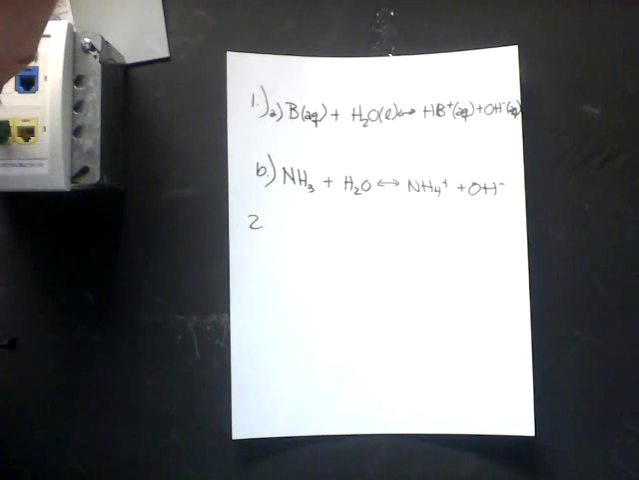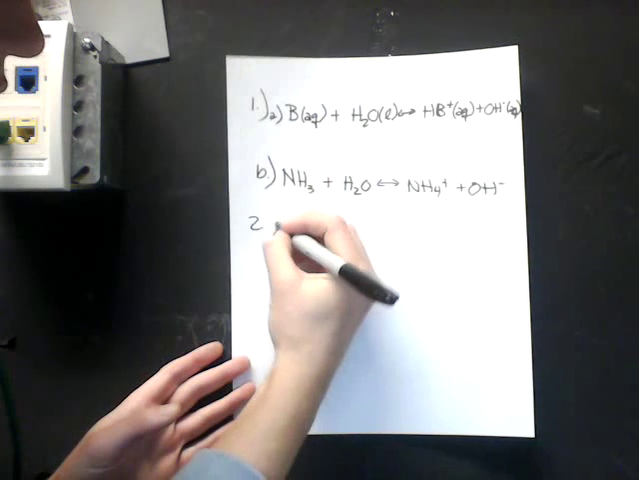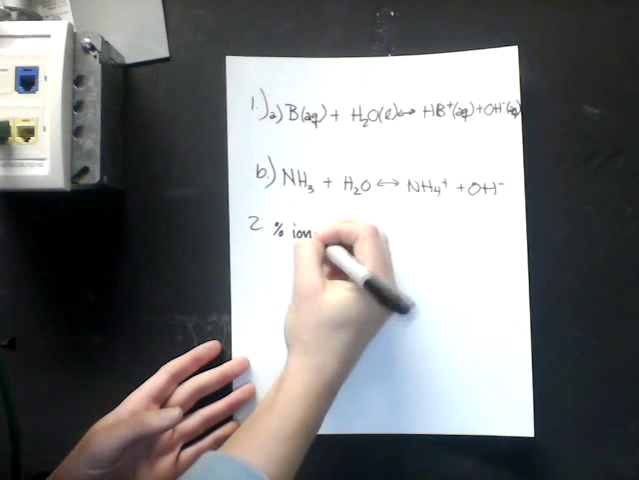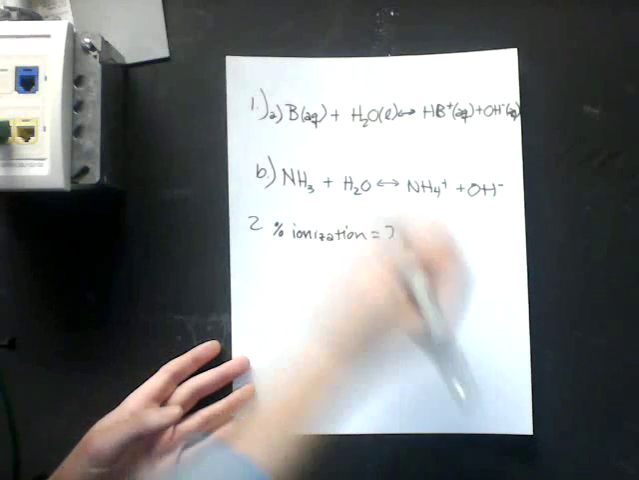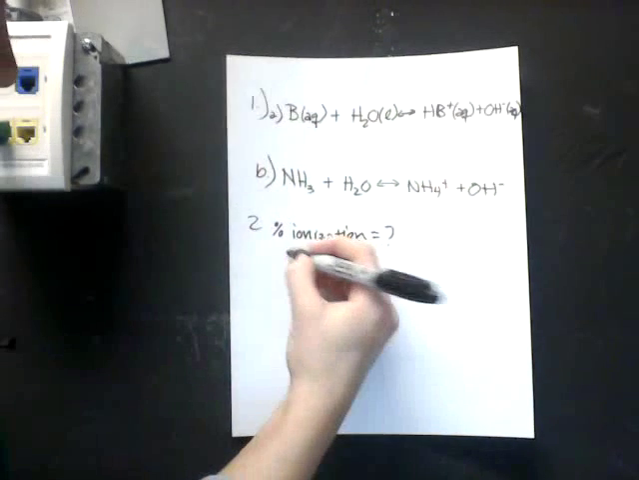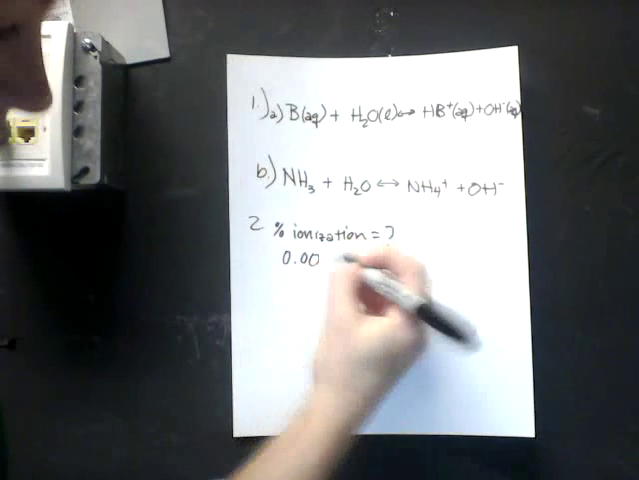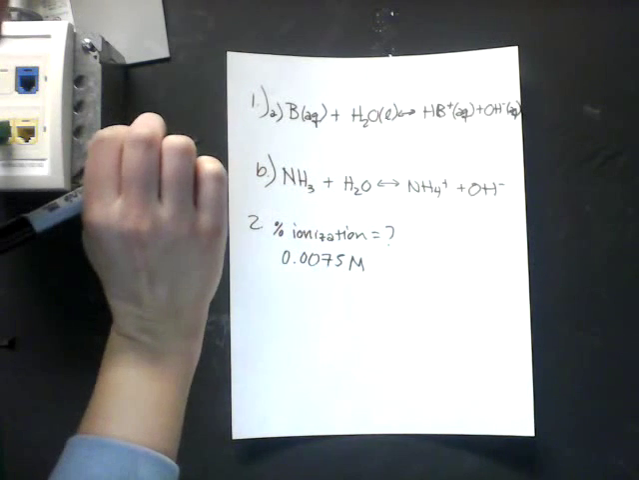Calculate the percent ionization of... so we're looking for percent ionization. That is what we don't know. And now we're looking for the percent ionization of, and what's given to us is, what I meant to say, 0.0075 molar of butanoic acid.